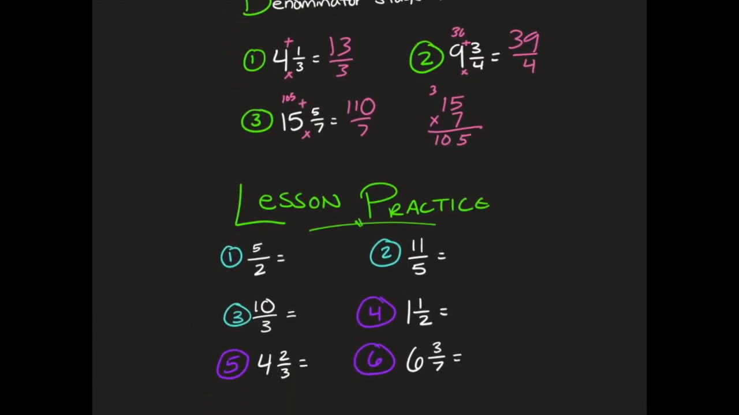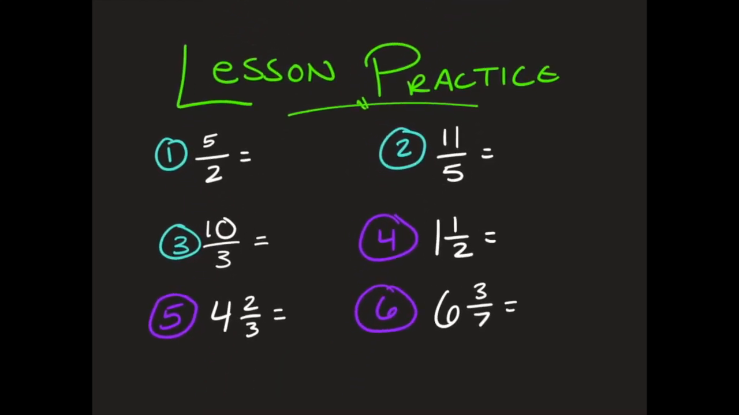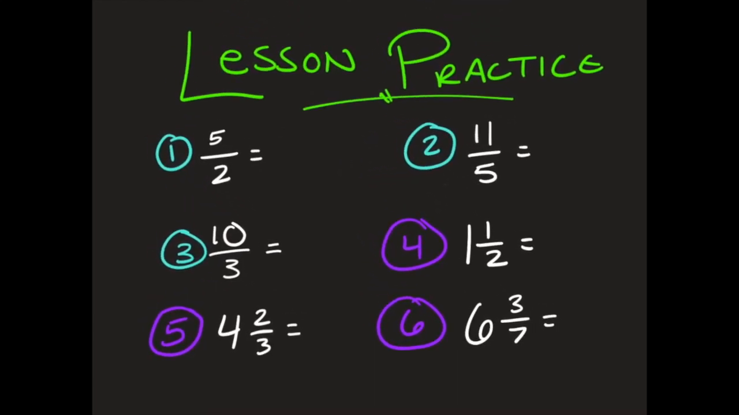All right, so here's your lesson practice. You do have 6. So for the blue ones, you are turning them into mixed numbers. And the purple ones, you are turning them into improper fractions.